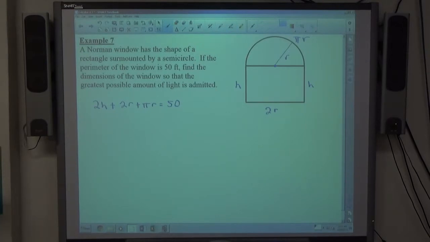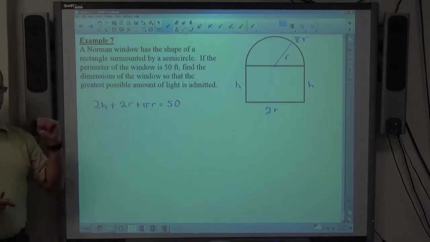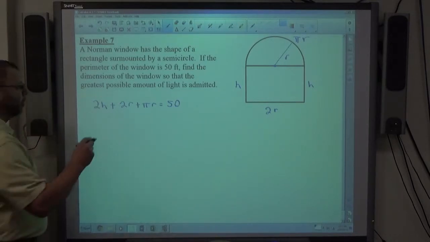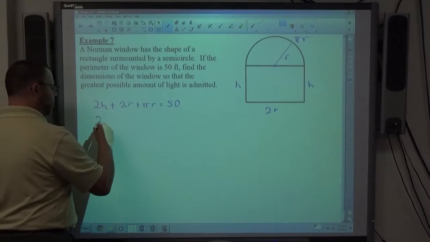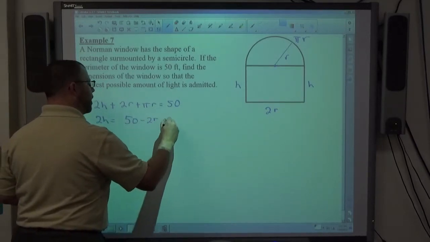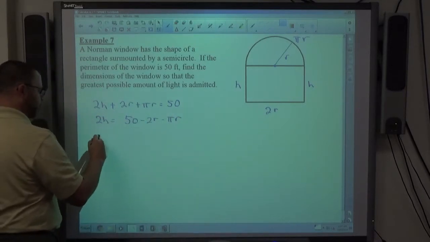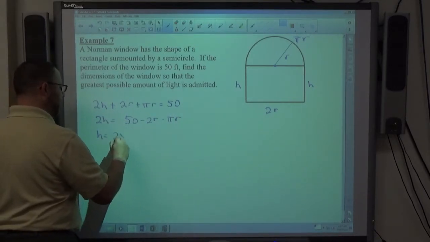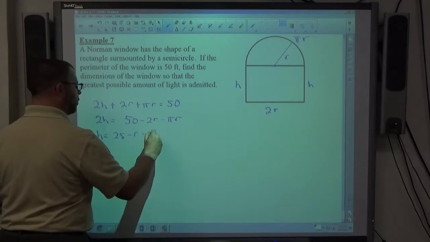And what I use that for again is to get a single variable in terms of everything else, right? Is it easier to get h or r in this case? H. There's only one h, there's 2 r's. So it's easier to get h equals. So I'm going to move everything to the right that's not h. So 2h is equal to 50 minus 2r minus pi r. Divide everything by 2, we're going to get h is equal to 25 minus r minus pi over 2 r.